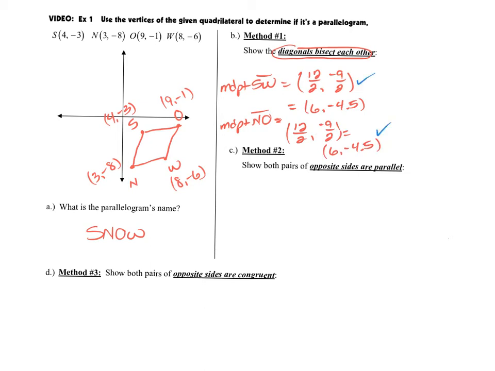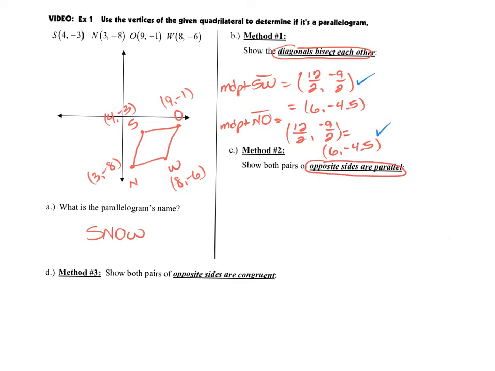So those matched. Now, for my next method, and by the way, if you were just simply asked to prove that this was a parallelogram, once you showed those diagonals bisected each other, that they had the same midpoint, you would be done. But for the purposes of our video, we're actually going to go through all the methods. Sometimes you will be required to do a particular method, and sometimes you'll be allowed to choose. It just depends on the question.